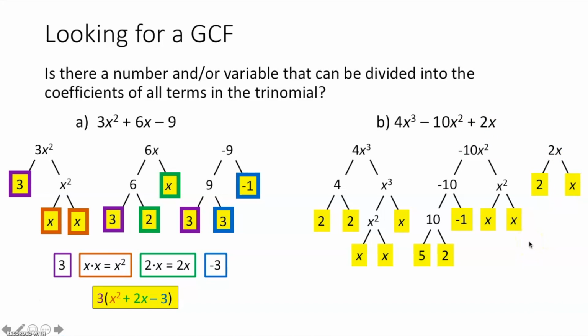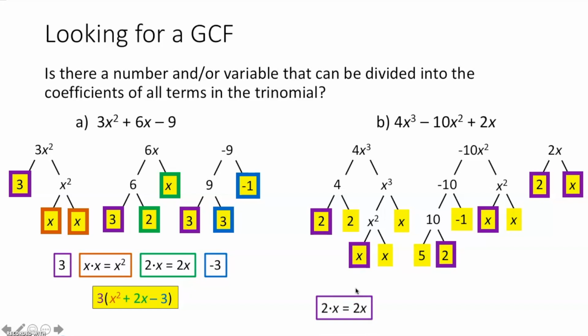Perfect. Now, to find a greatest common factor, each term must have it in common. So what do they have in common? They have a 2 in common, and I think all of them have an x also, which means 2 times x, 2x is going to be the greatest common factor. So we're going to put that on the outside of a set of parentheses. Then on the inside, what's left?